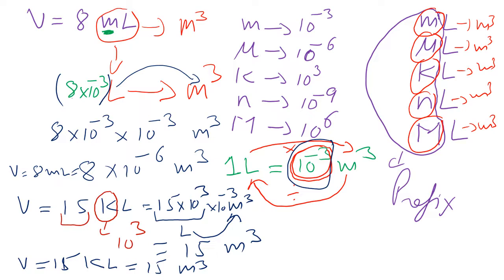So the meaning is, first you have to change the prefix. Prefix means first you change milli, micro, kilo, nano, or mega. So your volume will be converted to liter, and after that you change it to meter cube by multiplying by 10 to the power minus 3. All of them you have to change to meter cube like this.